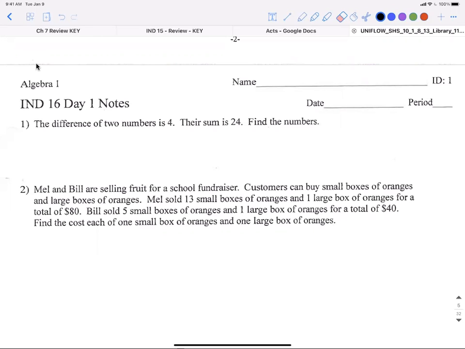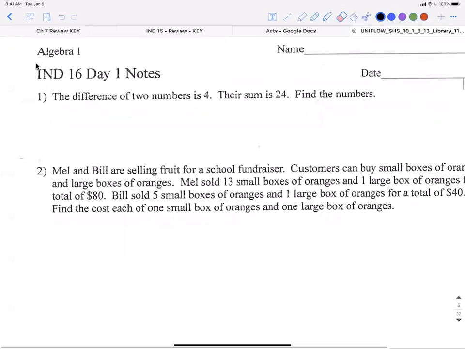All right, so let's look at this first example. We've got the difference of two numbers is 4. Their sum is 24. Find the numbers. Well, our two unknowns are the two numbers. So if you just want to assign an X and a Y, X represents one number and Y represents another, then the first equation you could write would be that the difference of the two numbers is 4. So that would mean that X minus Y would equal 4, because that's saying one number minus another number is going to equal 4.